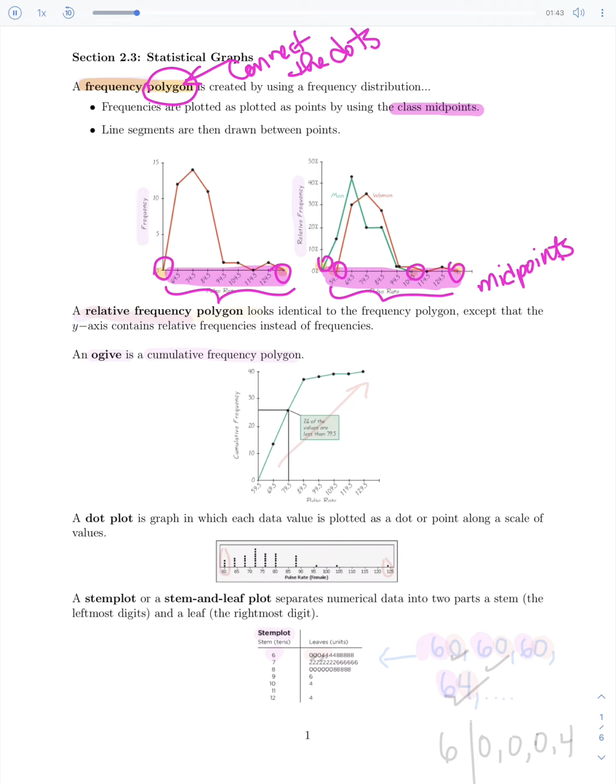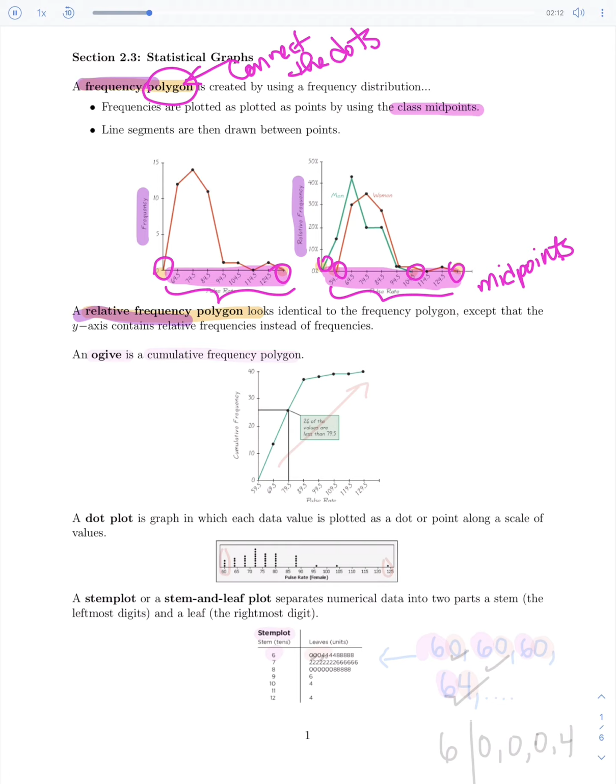The only difference between calling something a relative frequency polygon and a frequency polygon is what's going to go along the y-axis. So the frequency polygon has frequency along the y-axis, whereas the relative frequency polygon has the relative frequencies, those percentages. But notice the shape will look exactly the same.